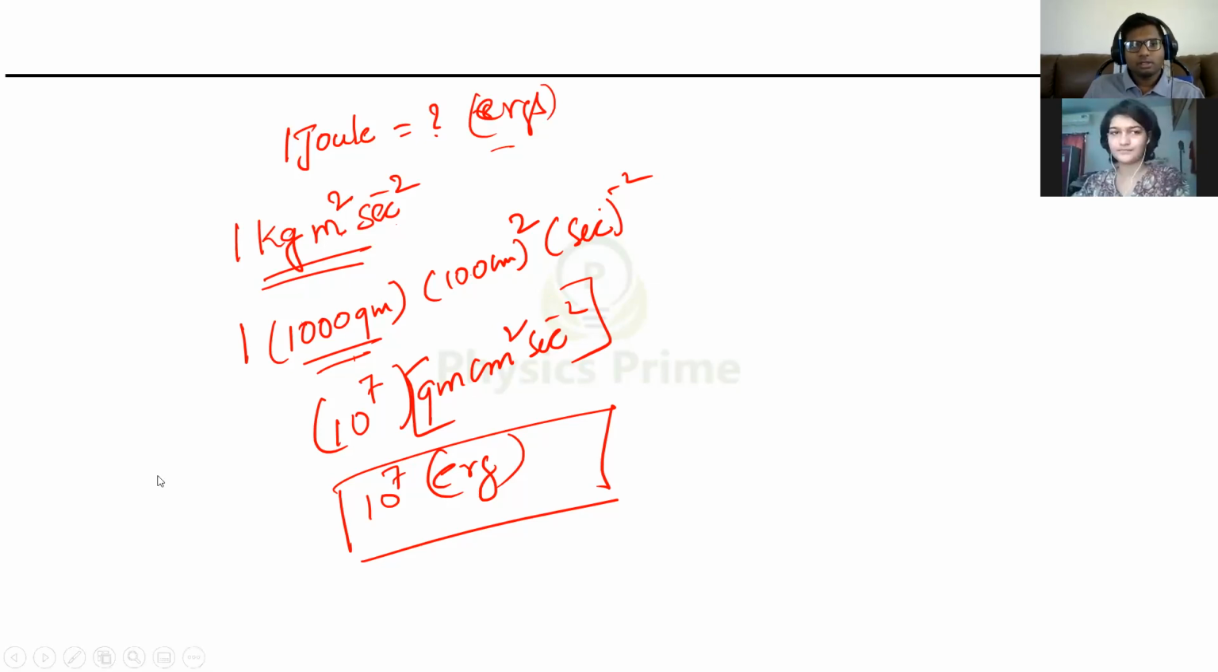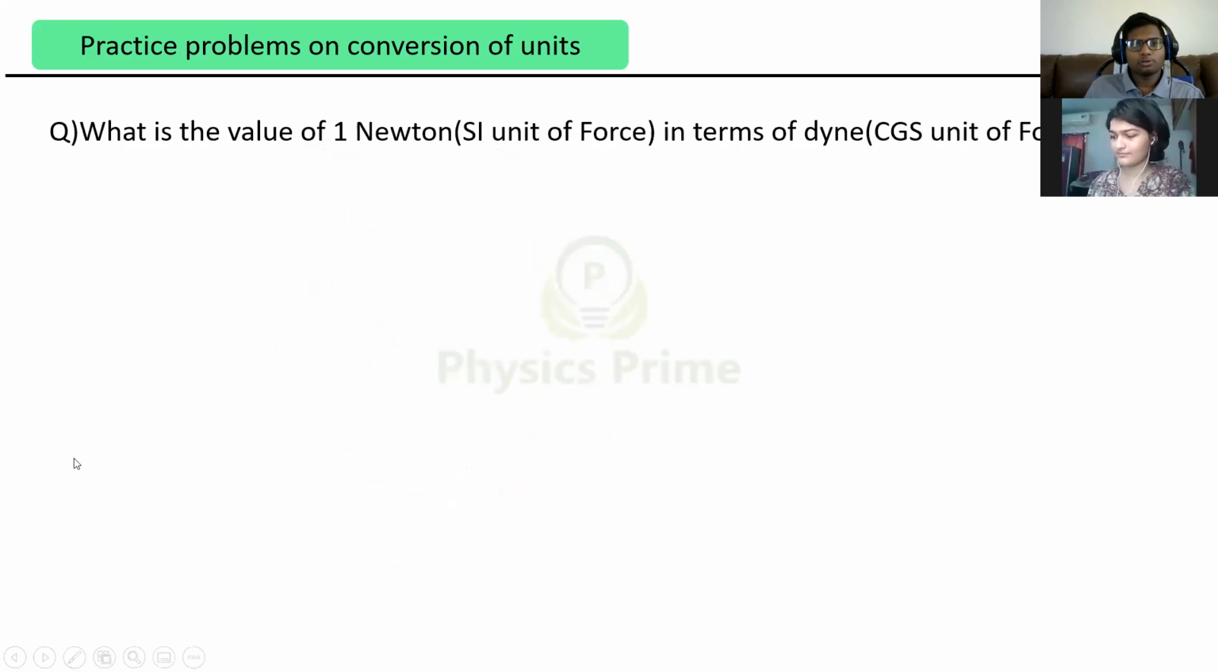I hope you have solved it. Then I want you to solve this on your own. What is the value of 1 Newton, which is the SI unit of force, in terms of dyne, the CGS unit of force? I hope you will solve this.